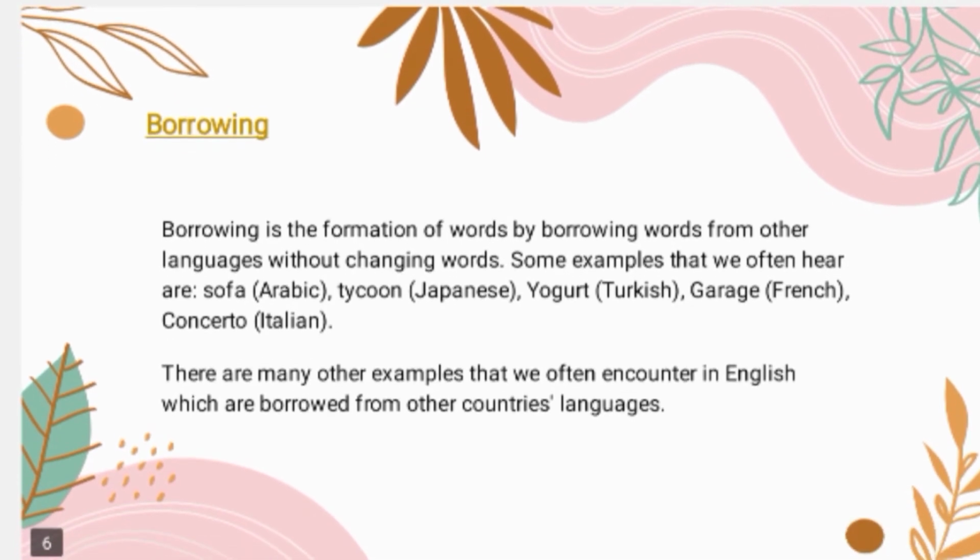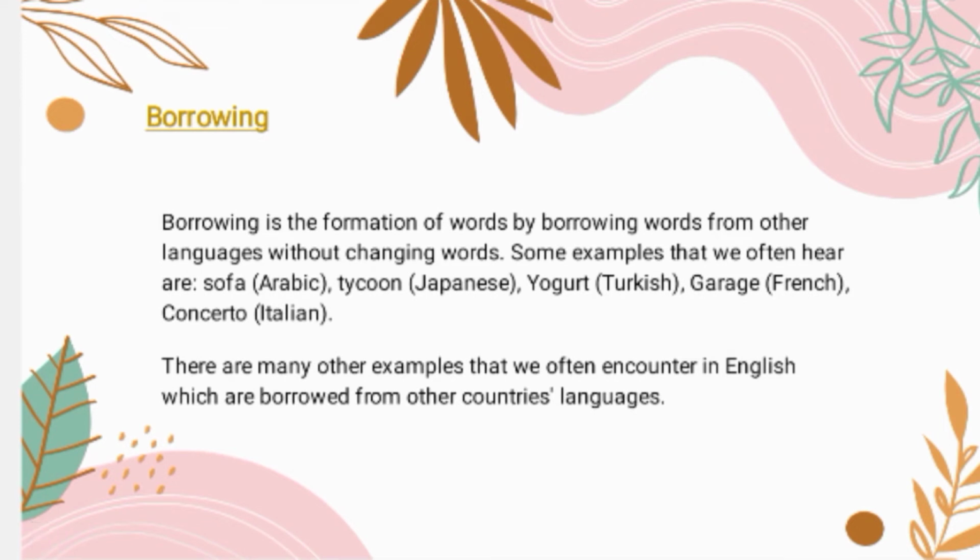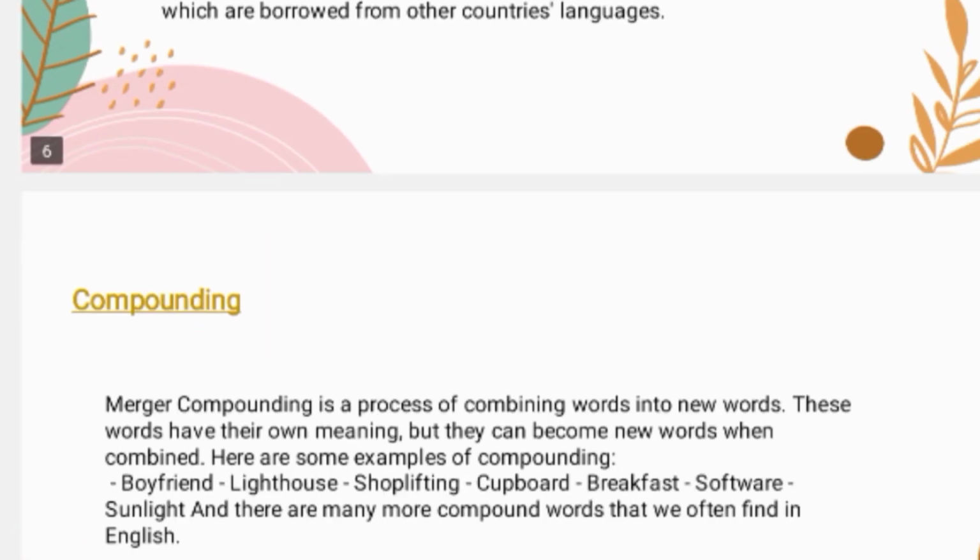Borrowing. Borrowing is the formation of words by borrowing words from another language without changing the words. Some examples that we often hear are sofa, Arabic; tycoon, Japanese; yogurt, Turkish; garage, French; and conquer, Italian. There are many other examples that we often encounter in English, which are borrowed from other countries' languages.